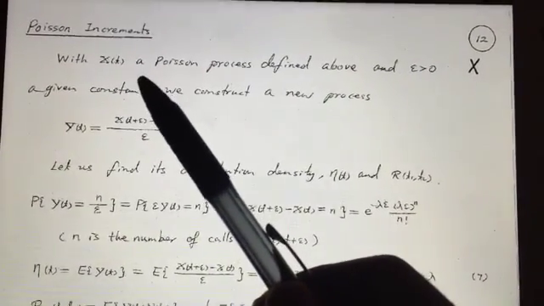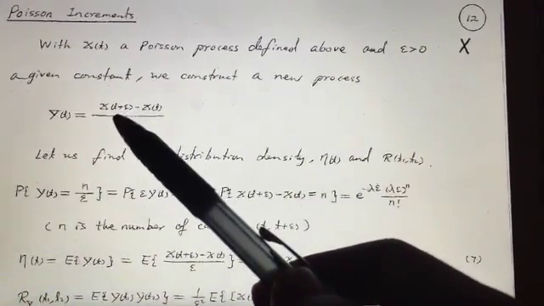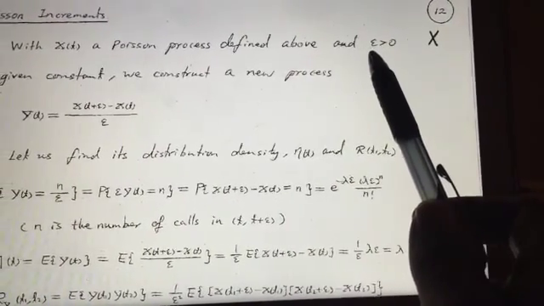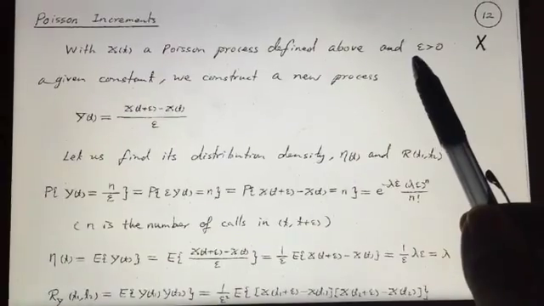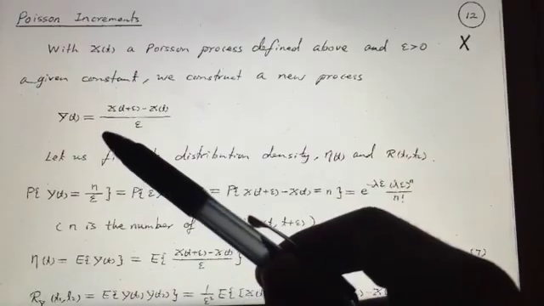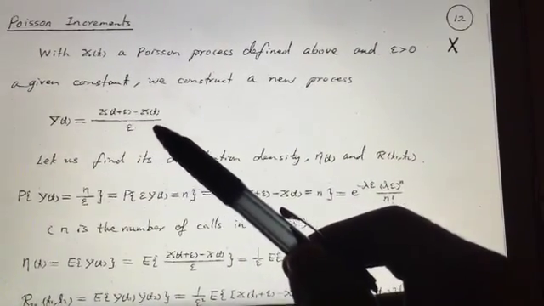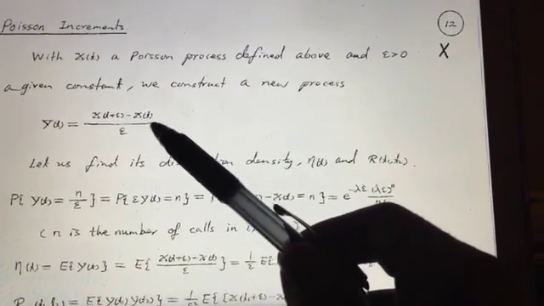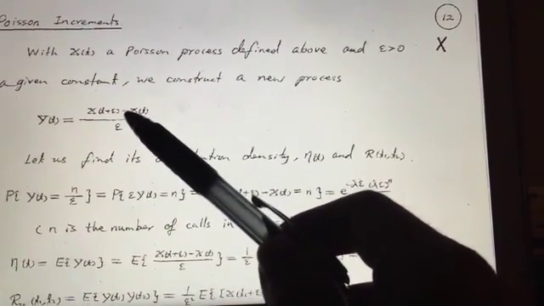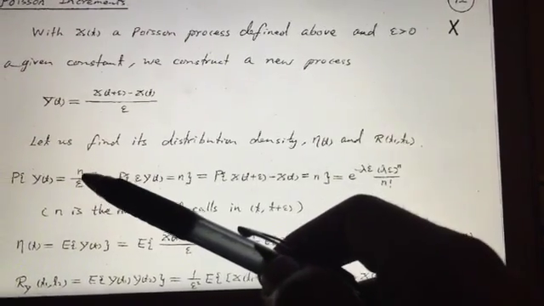So Poisson increments, as we can see from the notes, is basically a process that is defined on the existing Poisson process, in which we have a new parameter that's just entered, which is epsilon, that has to be greater than 0. So this has to be a given constant, and the new process, that's the Poisson increment process, can be defined as y of t is equal to x of t plus epsilon minus x of t, over epsilon. Here x is the Poisson process. So it's basically the difference of two Poisson processes which is separated by a time epsilon, and then of course that entire thing divided by epsilon.